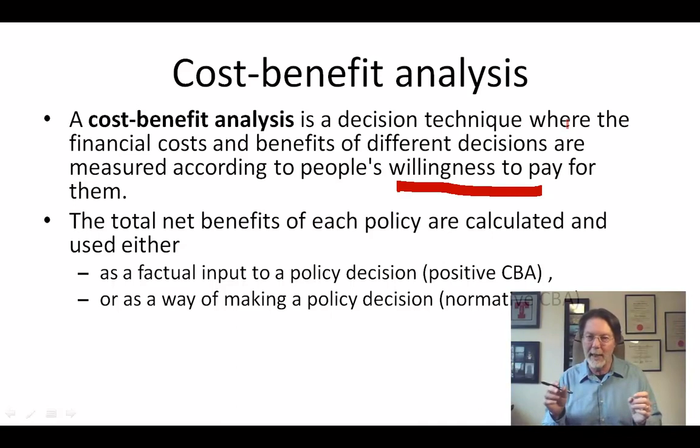You don't use CBA to tell you what to do. You use CBA just as information on which decision makers can base their decisions. Or you can use it as a way of actually making a policy decision. Then you say, well, maximizing financial utility or economic utility requires that the policy which has the largest net benefits over costs should be the one that we take. So in economics, you can think of cost-benefit analysis as positive, or you can think of it as normative.